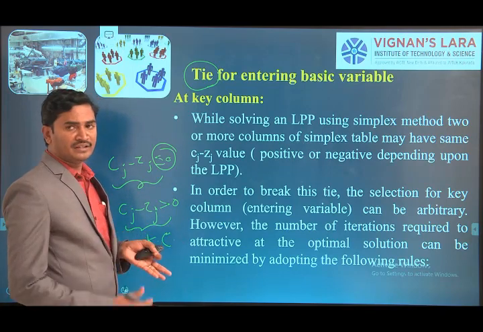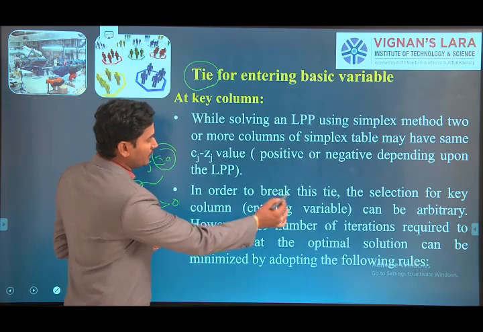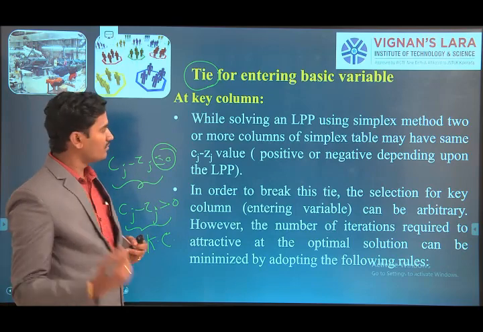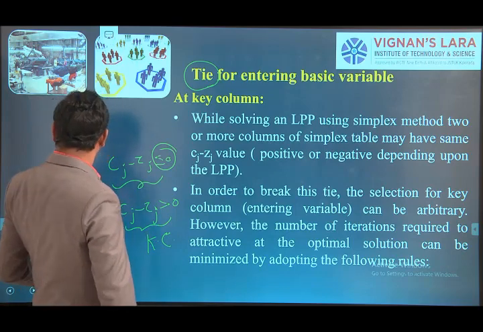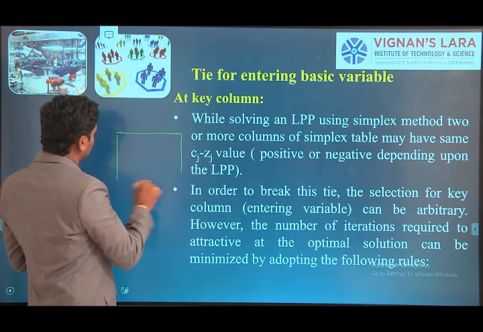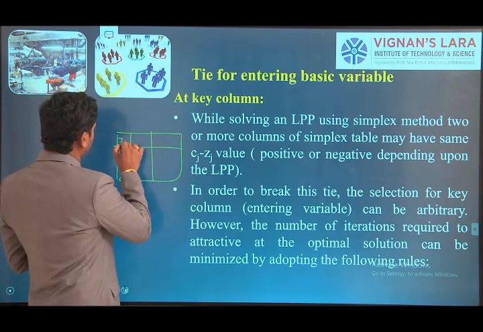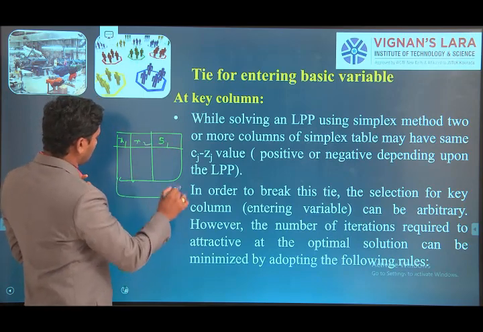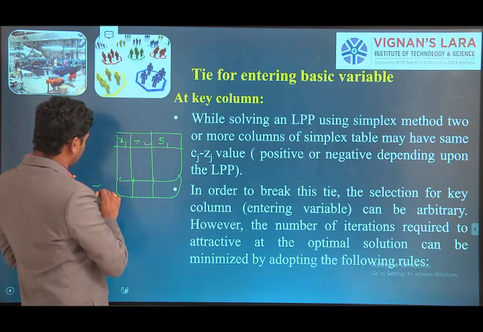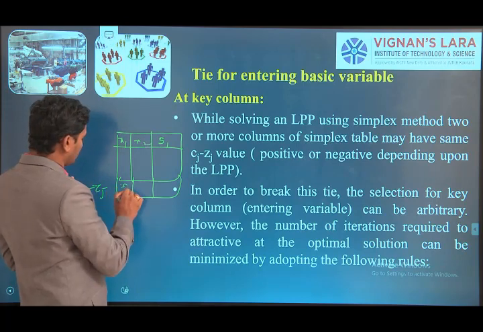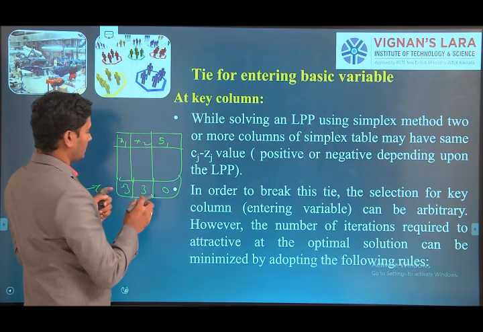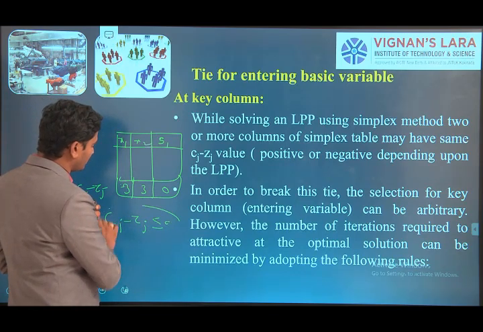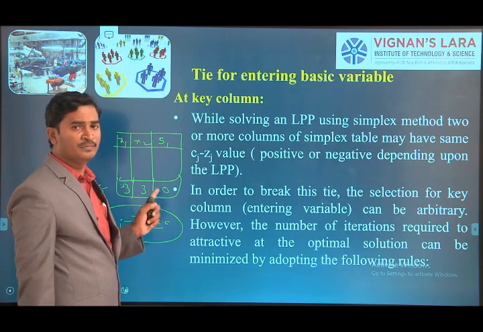When identifying the key column, in order to break a tie, the selection for the key column can be arbitrary. We may choose any one. For example, if we have 3 columns, x1, x2, and s1, here Cj minus Zj is 3, 3, 0. The condition is Cj minus Zj less than or equal to 0. If it is satisfied, the problem reaches optimality.